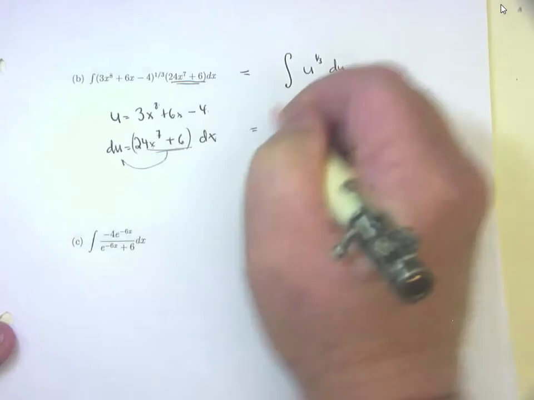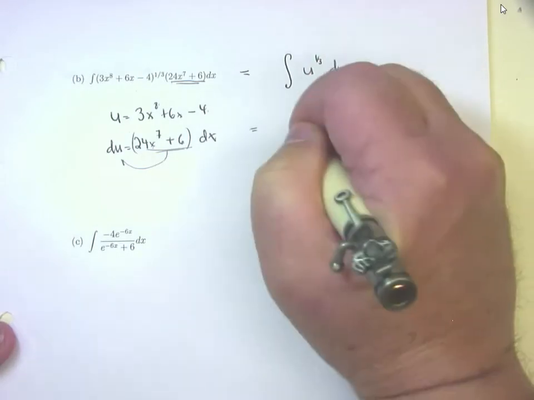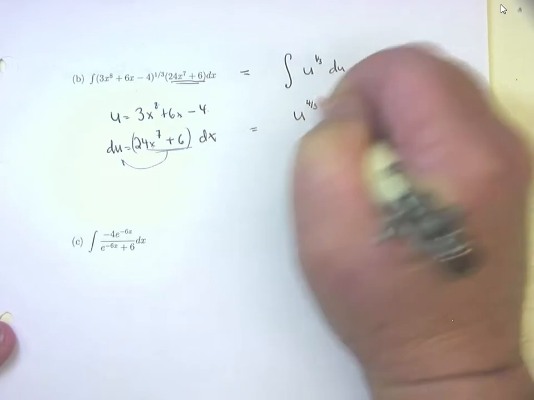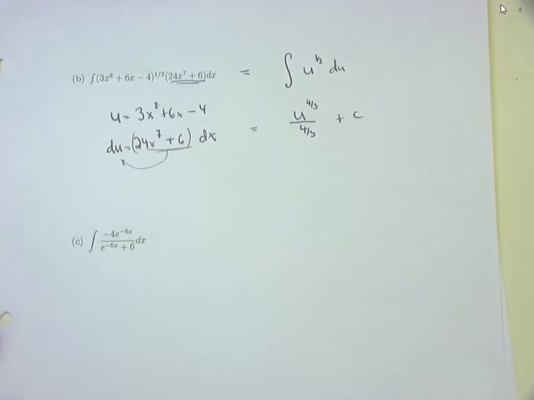This is equal to the integral of u to the 1/3. Add 1 to 1/3, what do you get? u to the 4/3 over 4/3 plus c. 1/3 plus 1 is 4/3. u to the n plus 1 over n plus 1 plus c. Clean them up. When I divide by a fraction, what do I do?